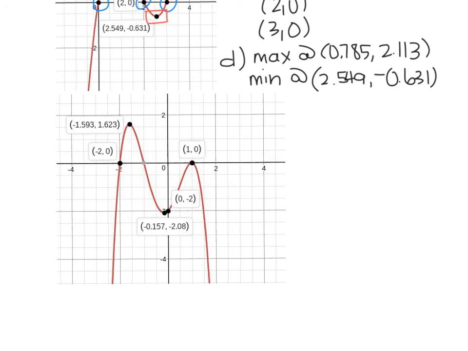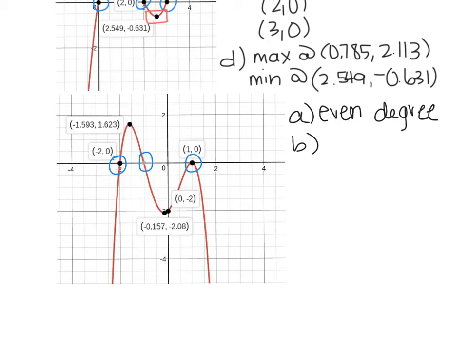Our next example. First we're going to look at the degree, and the ends of the graph are both going down in the same direction, which means it is an even degree polynomial. Next, we want to take a look at the number of real zeros. So count the number of times it crosses the x-axis, and we are going to get 3.